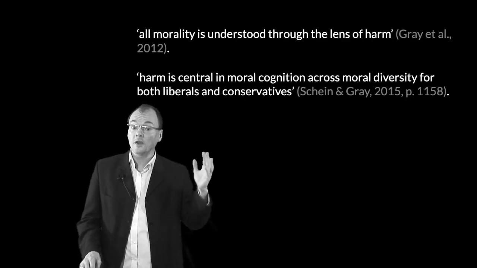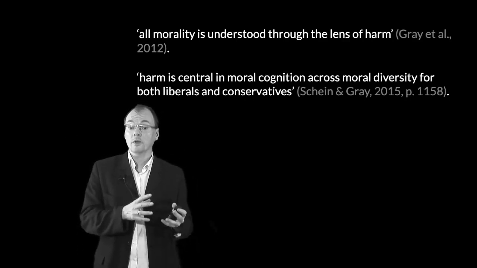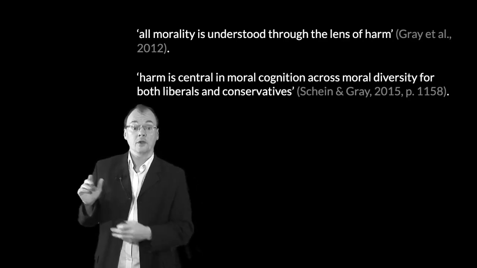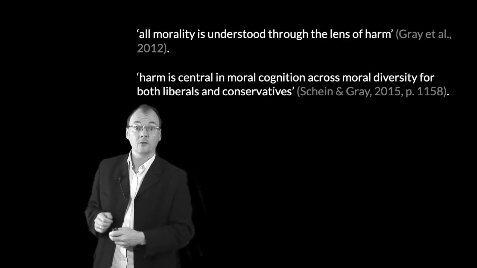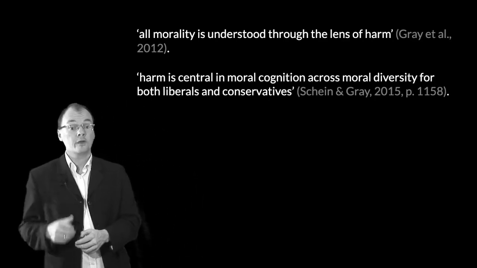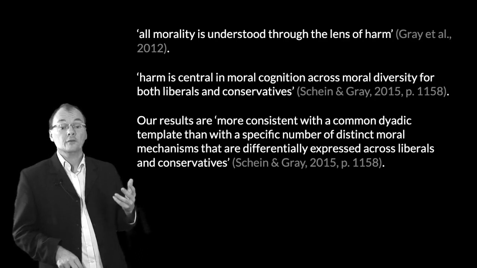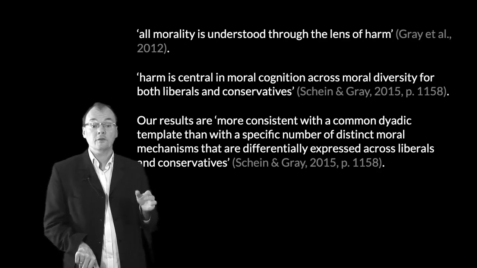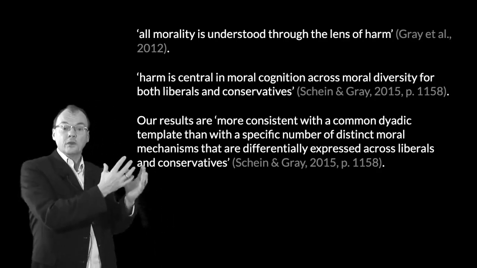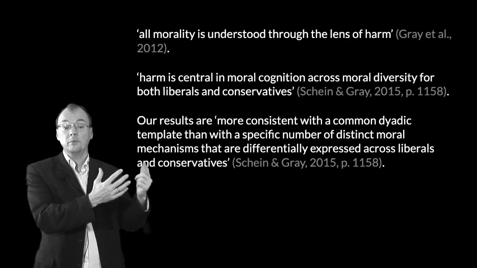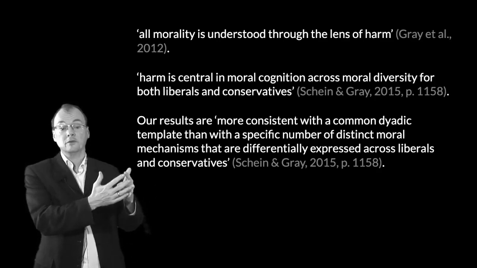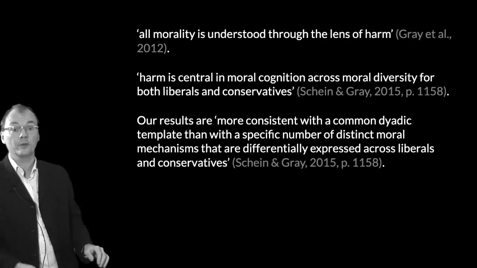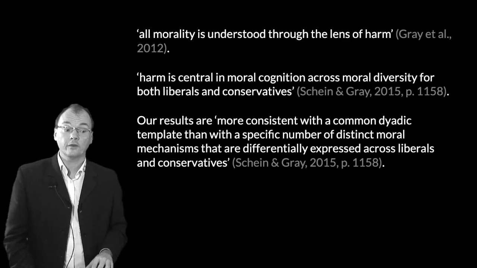So their hypothesis is that harm is central in moral cognition across moral diversity for both liberals and conservatives. And I take it that that directly contradicts what Feinberg and Willer are claiming and relying on in their argument about political conflict over climate change. So they have a series of studies, but this I think is the most compelling one, the 2015 one, where they use a survey and analyse a survey, and they say, look, we just sort of think the structure of answers is more consistent with a harm-based view. They say dyadic template, but they really mean harm versus no harm, than with a specific number of distinct moral mechanisms that are differentially expressed across liberals and conservatives. That would be moral foundations theory.